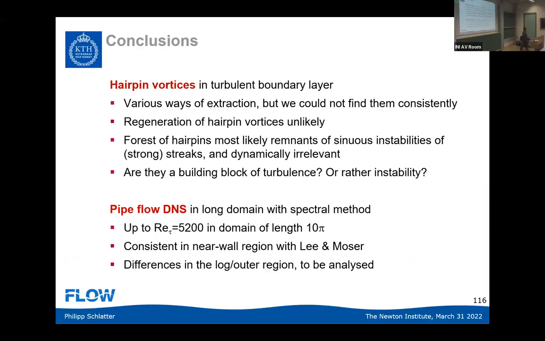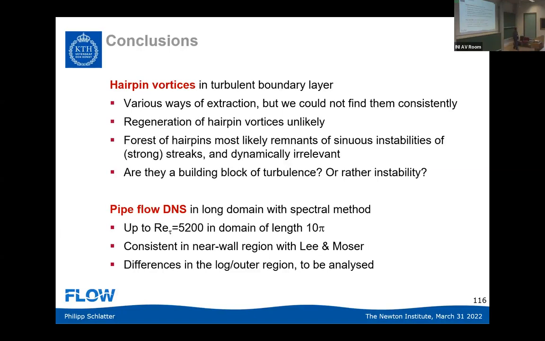I was just wondering if, when you were looking for hairpins, you tried this Lutex identification. I don't know if you're familiar with this work. There's been a number of papers where they're trying to look for finite regions of rotation rather than infinitesimal rotation. Probably not, because we did that a bit earlier, I guess. So, well, not just probably not, no. We didn't do that, but yeah.